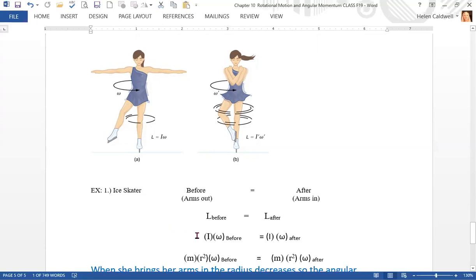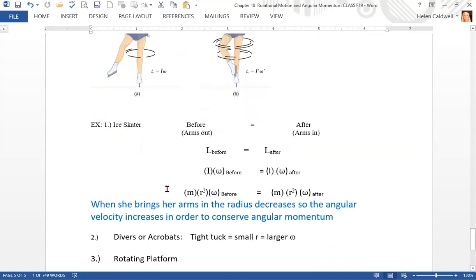But L is I omega. I for mass, that's the moment of inertia, and omega is the angular velocity. So I omega before equals I omega after. This is supposed to be a capital I. I know it doesn't seem to look like one, does it? It's supposed to be a capital I. So I omega before equals I omega after. And I is the sum of all the mr squared. So mr squared omega before equals mr squared omega after.